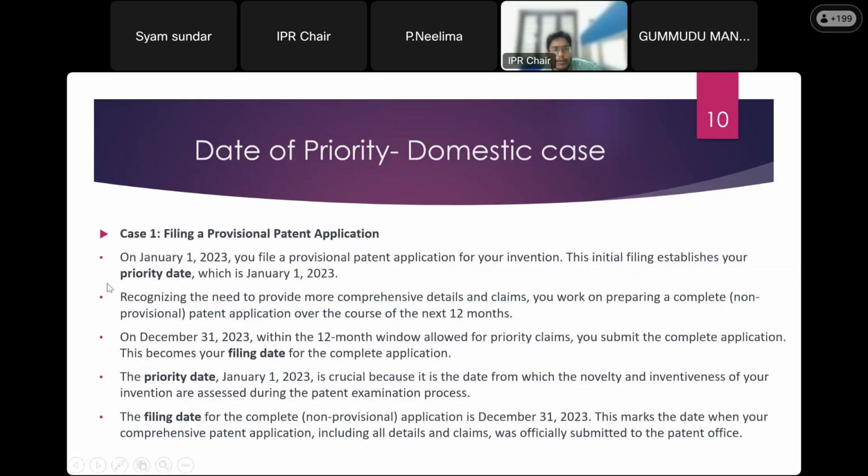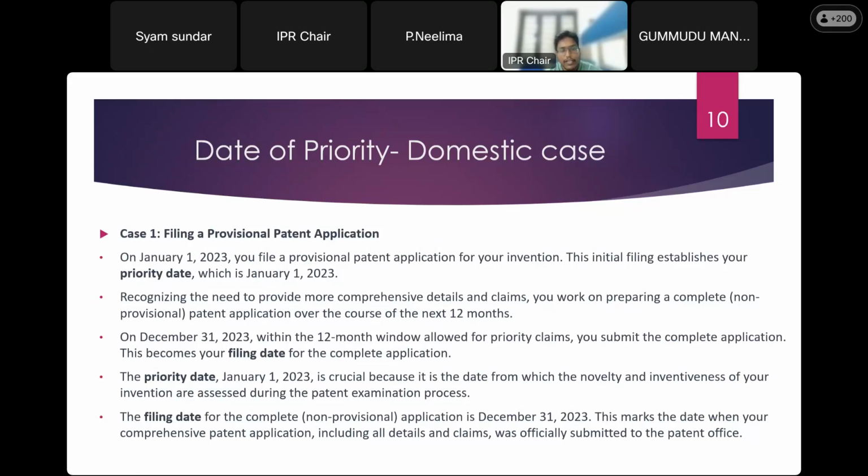So I'm just taking an example to make you understand better, because this is a very important one. I'm insisting: you need to understand what is the priority date, what is the filing date, what is a provisional patent application, what is a complete patent application, complete specification or provisional specification. So, for example, you filed on January 1st, 2023. This initial filing established your priority date, which is January 1st, 2023.